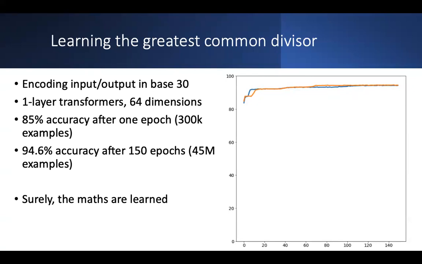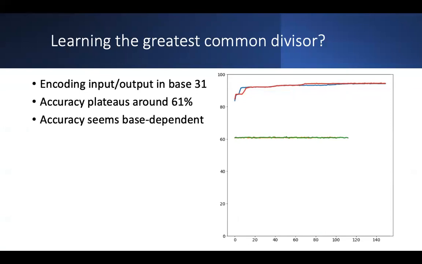I'm using a ridiculously small transformer, 1 layer, 64 dimensions, that's 300,000 parameters. That's about 1 million times less than large language models. So that's really the smallest you can think of. And you get to 95% accuracy after enough epochs. Okay, so this looks good. 95% accuracy means that if you take random pairs, you are exactly correct 95% of the time. The problem is that if you do the same in base 31, then it doesn't learn. So whether the base is composite or not seems to play a role. And actually, if you go on, okay.